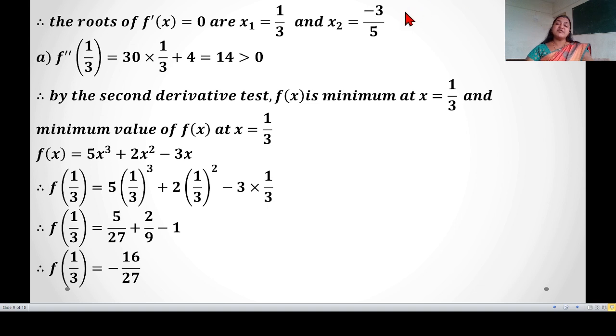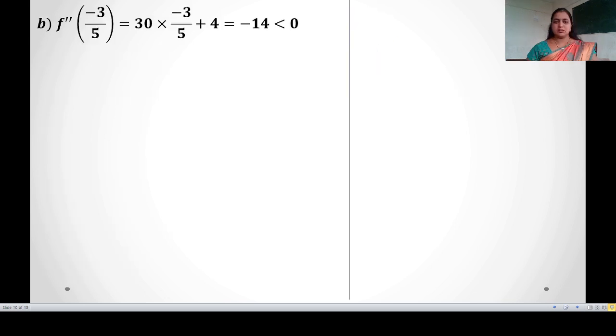Now the same procedure we can apply for the second root. So we can find f double dash of minus 3 by 5.